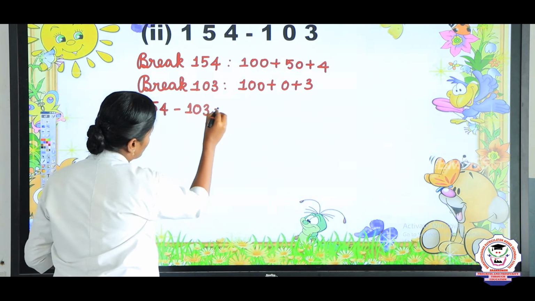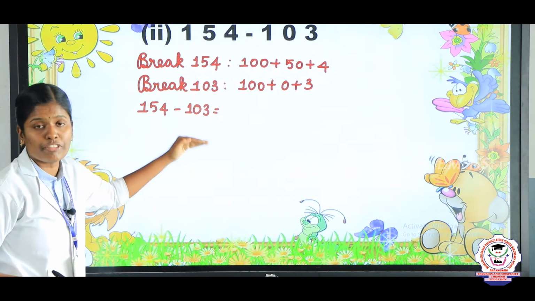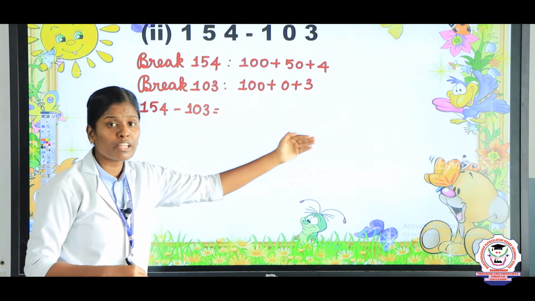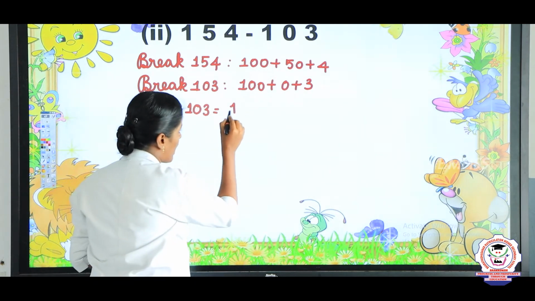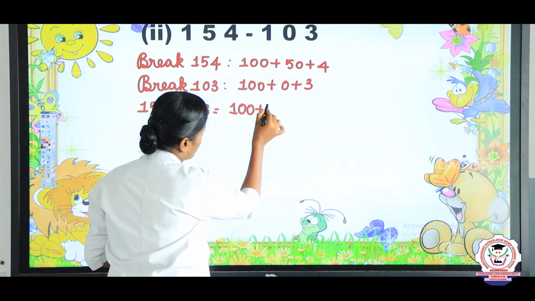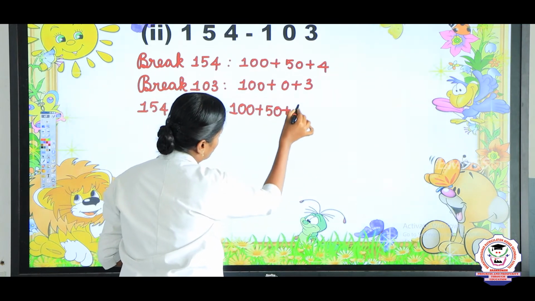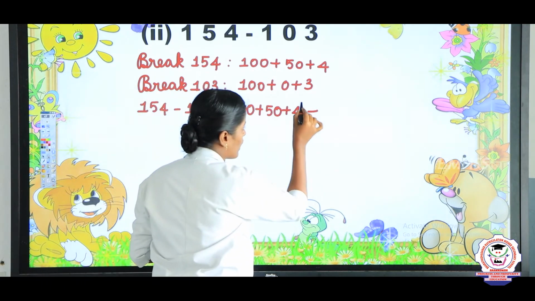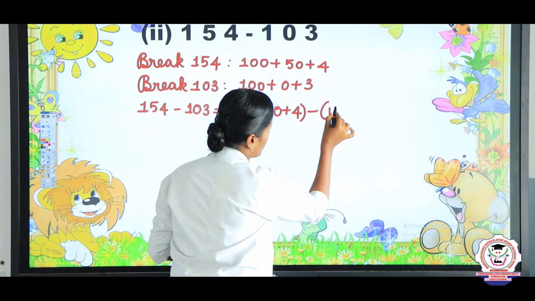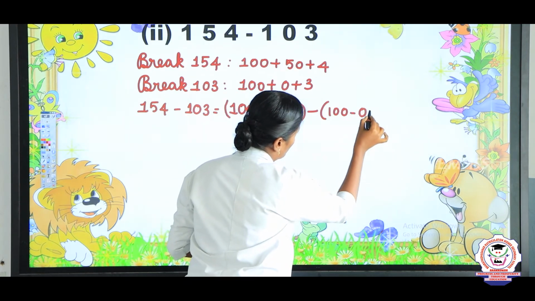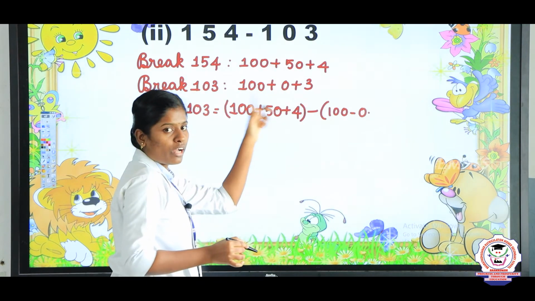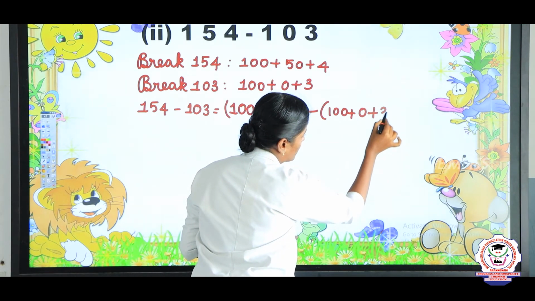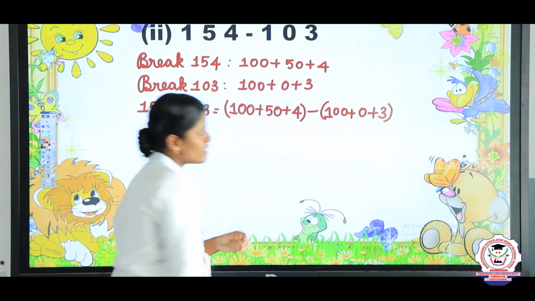154 minus 103. So we already broke 154. What is the answer? Very good. The answer is 100 plus 50 plus 4. So write 100 plus 50 plus 4, then put the minus symbol and then we have 100 plus 0 plus 3.